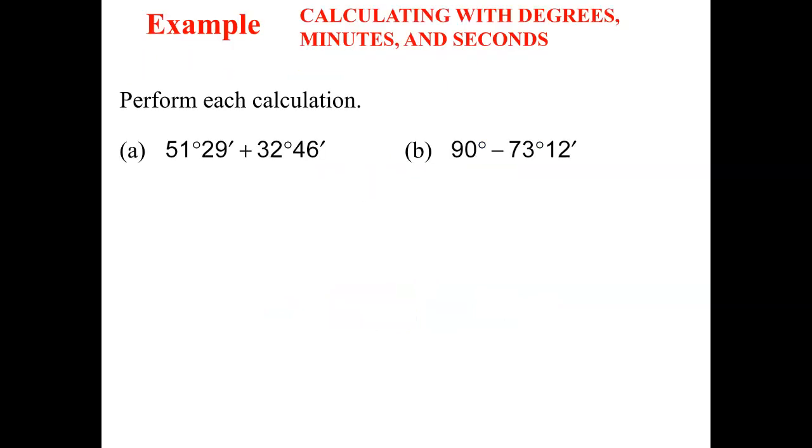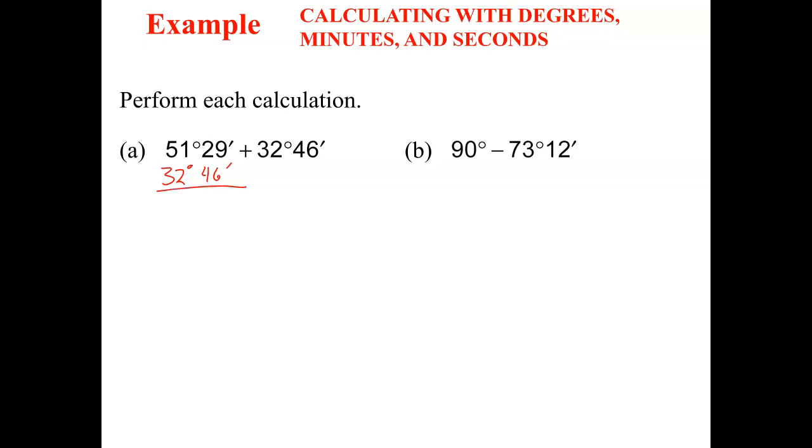So there's a couple things we can do. We can perform some calculations, but we have to remember that the 60 seconds per minute, 60 minutes per degree, and it's not based out of 100. If I want to add these two together, okay, 51 degrees and 29 minutes, 32 degrees and 46 minutes, I can add the degrees together. I can add the minutes together.